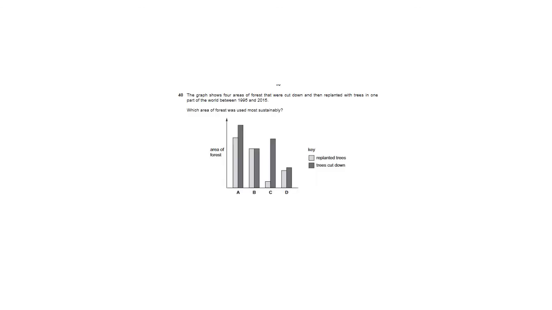The last one here is actually quite easy. The graph shows 4 areas of a forest that were cut down, then replanted with trees in one part of the world. Which part of the forest was used most sustainably? Well, in A, C, and D, we cut down more than we replant. But in B, replanted and trees cut down is the same, which means this is the only one that's sustainable.